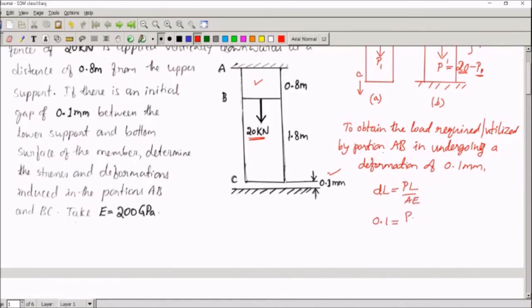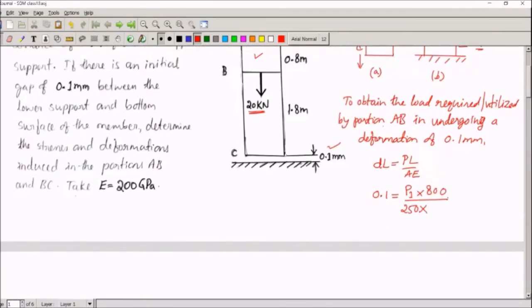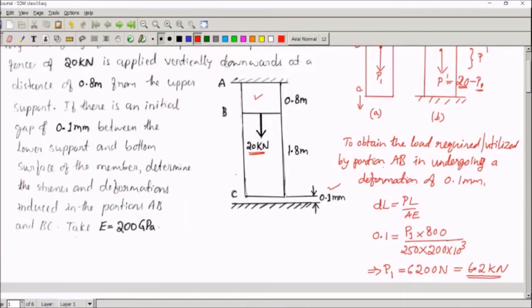We'll find out P1. Length of portion is 0.8 meter, that is 800 mm, divided by area of cross section, which is given as 250 mm square, into Young's modulus, 200 into 10 power 3. So if you calculate, it will be 6200 Newton or 6.2 kilonewton. Load applied is 20 kilonewton. But in that 20 kilonewton, 6.2 kilonewton will be utilized by portion AB to undergo a deformation of 0.1, and the remaining portion will be applied in the case B.